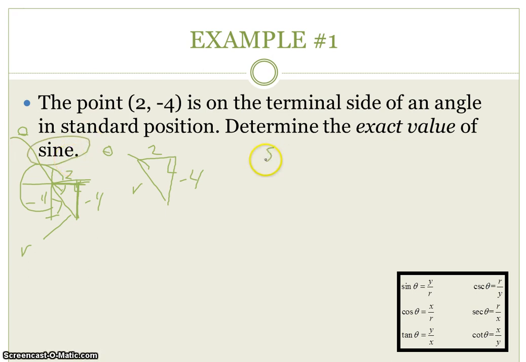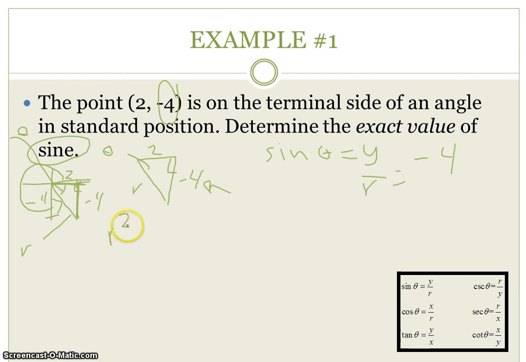Okay, so we're going to find the exact value of sine, and I know that sine is given as y over r. So my sine of theta is y over r. My y, well, that's the y coordinate, that's my -4. My r is my hypotenuse. Well, this is a right triangle, so I can use the Pythagorean theorem to find my value of r.